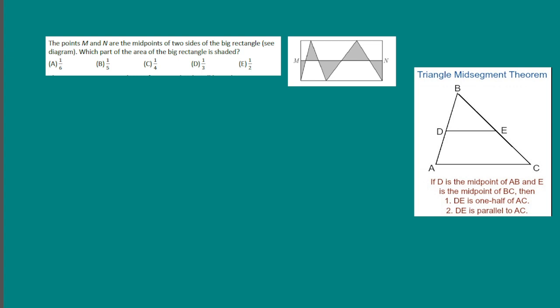So before we get to the problem, we can see this rectangle is divided into several triangles. A portion of it is shaded and the rest of it is not shaded. If you look at the shaded portion, the height of the shaded portion is always half of the original height, or half of the full rectangle.